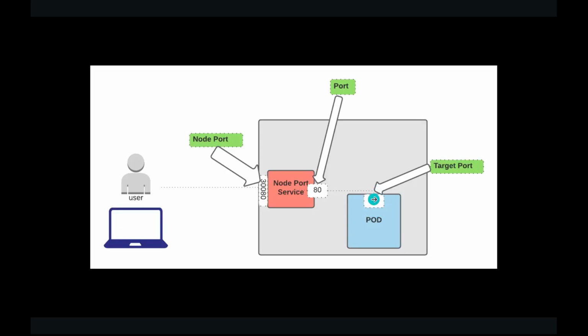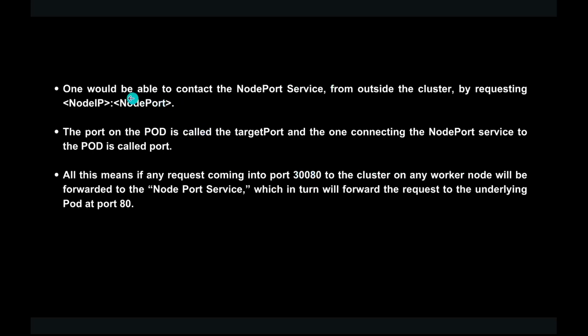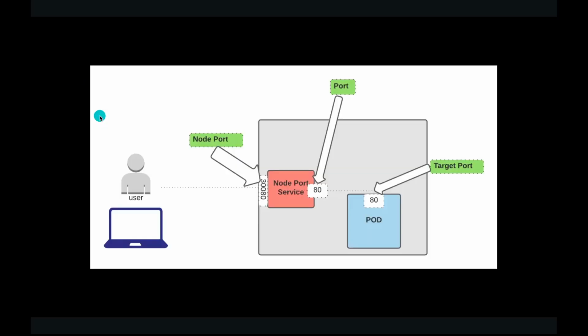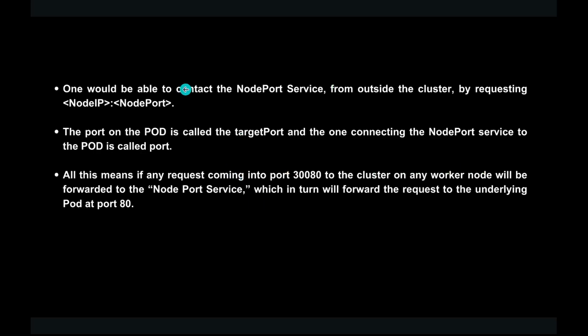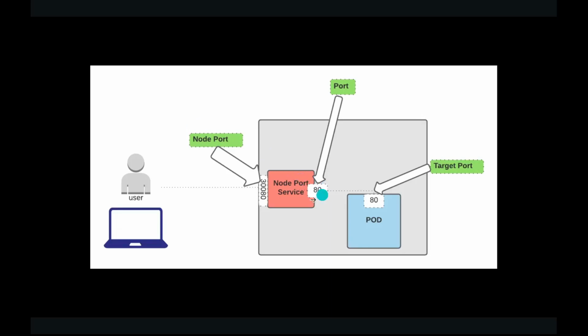This is the target port and this is my NodePort service port. One would be able to contact the NodePort service from outside the cluster by requesting the node IP and the NodePort. In our case, what is the NodePort? 30080. The port on the pod is called the target port, and the one connecting to the NodePort service is simply called the port. So this port is simply called the port, and this is the target port.